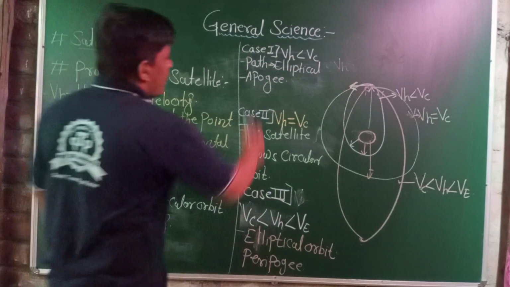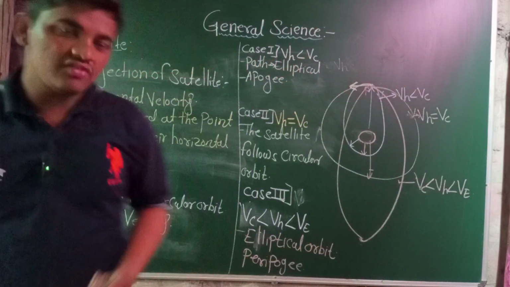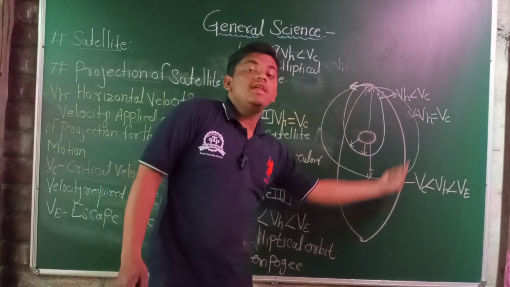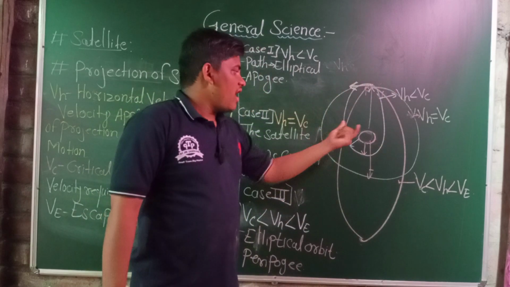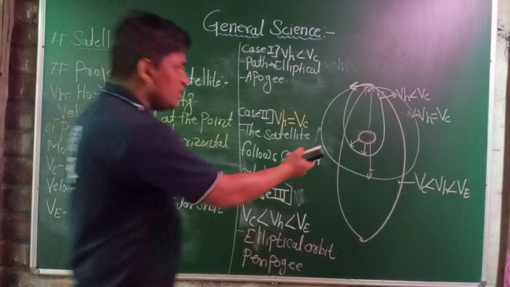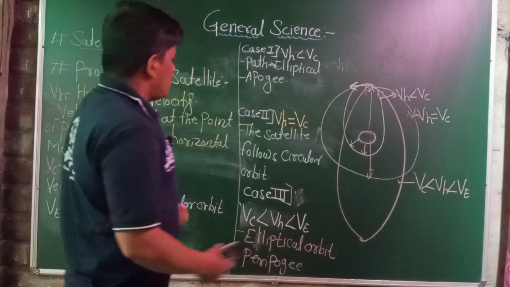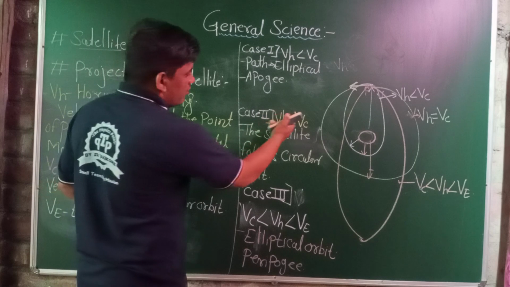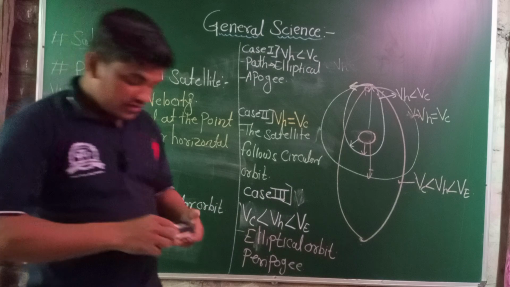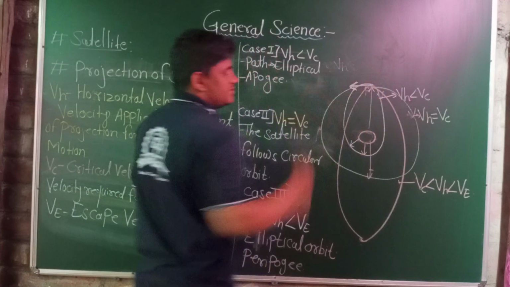Again, in case 1, the horizontal velocity of the vehicle or rocket is less than the critical velocity. Then the object follows an elliptical orbit from the Earth surface, and the Earth is situated near the orbit. Then to increase the velocity, when the horizontal velocity is equal to the critical velocity, the satellite follows a circular orbit. The orbit of the satellite is circular. This is the circular orbit.